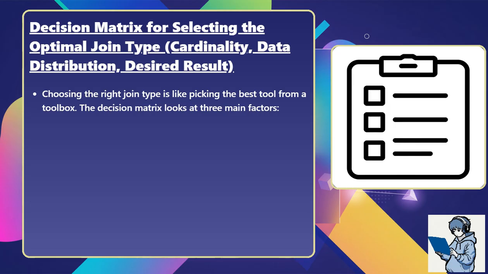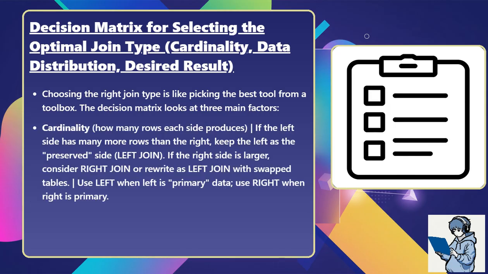The decision matrix looks at three main factors. Cardinality, how many rows each side produces. If the left side has many more rows than the right, keep the left as the preserved side, left join. If the right side is larger, consider right join or rewrite as left join with swapped tables. Use left when left is primary data, use right when right is primary.